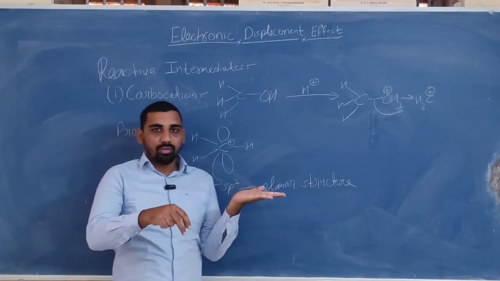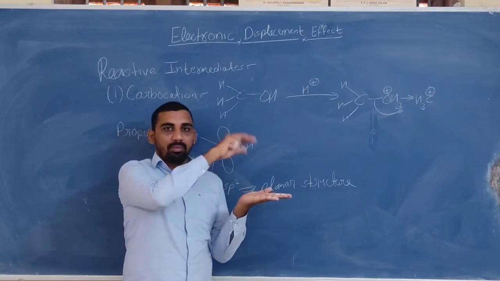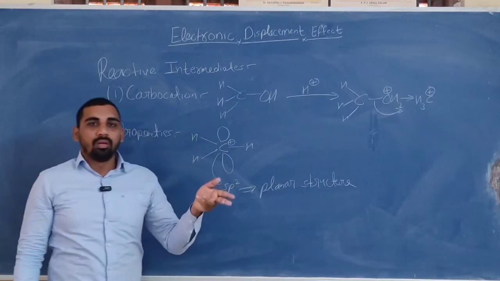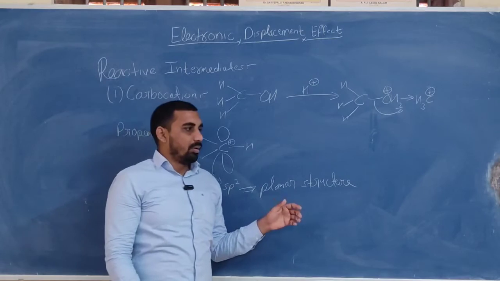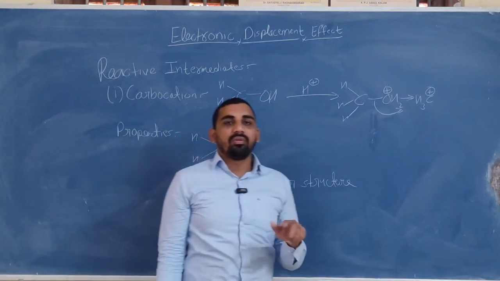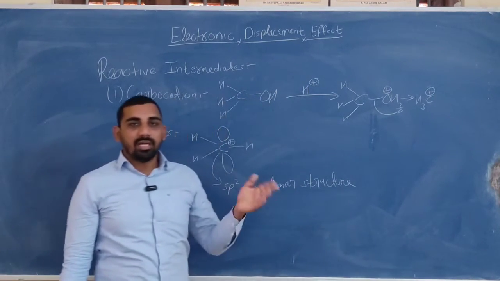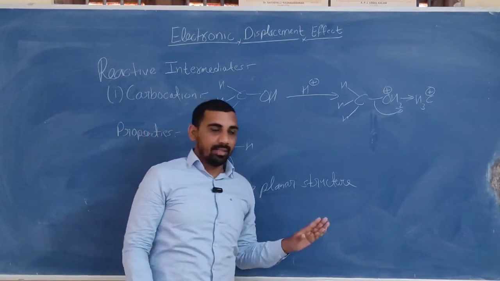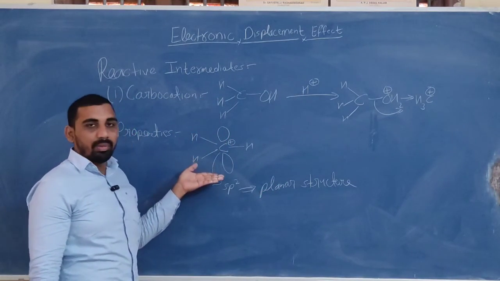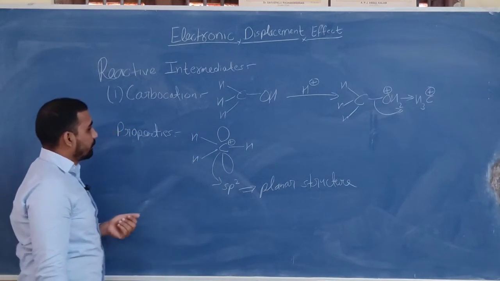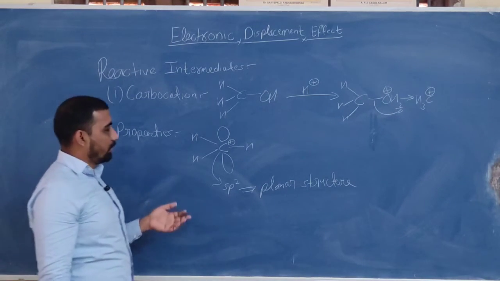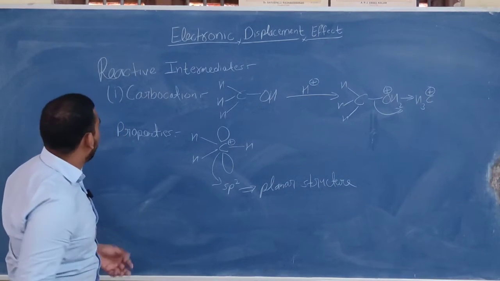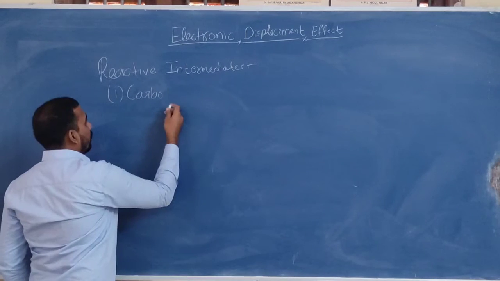A nucleophile can attack from below and above also. That's why we get two products. There is only a change in the absolute configuration: one is R configuration and the other is S. That's due to the planarity of the carbocation. Next, we will learn about carbanion.